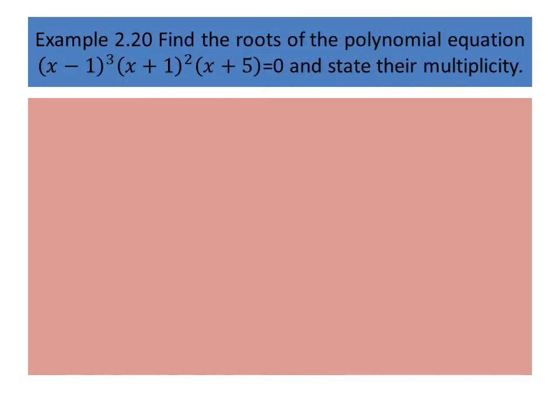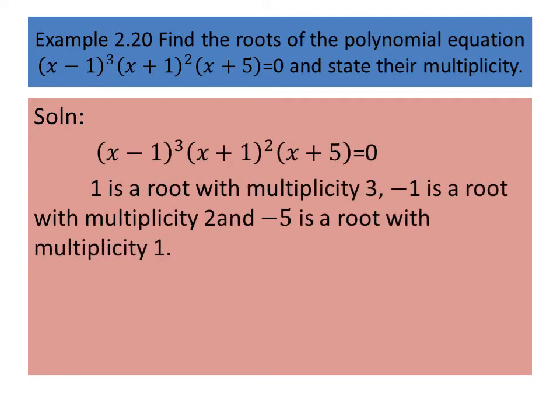Example 2.20. Find the roots of the polynomial equation (x minus 1) the whole cube into (x plus 1) the whole square into (x plus 5) equal to 0 and state their multiplicity. Solution. I wrote the given equation first. On seeing this equation itself, we can say what the roots are, isn't it? So when we replace x by 1, this equation will become 0. So 1 is a root with multiplicity 3. Then minus 1 is a root with multiplicity 2. And minus 5 is a root with multiplicity 1.